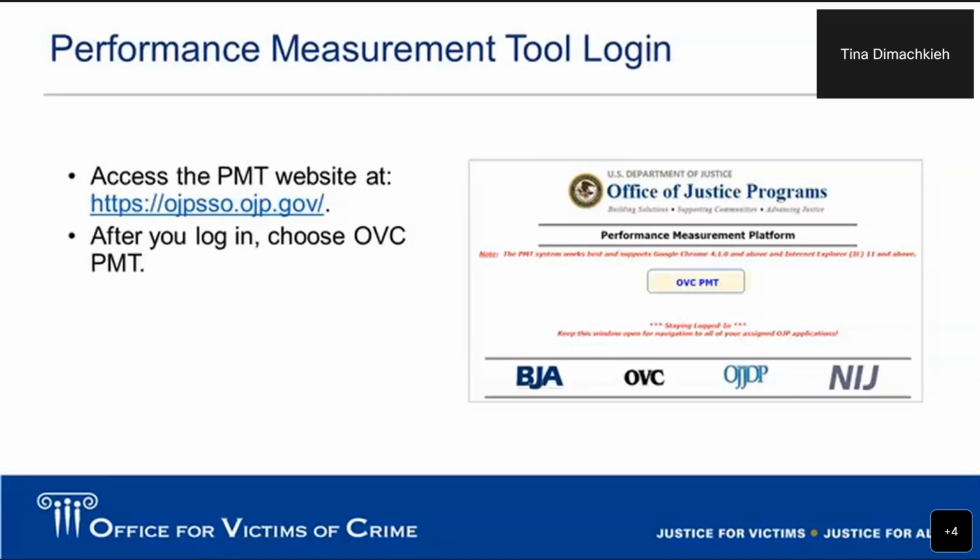So this is the login page. As I said earlier, ojpsso.ojp.gov is the PMT website. This information is included in your welcome emails and your welcome packets that you would have received from the OVC PMT help desk. And after you log in, you will need to choose OVC PMT as you see on the screen here. This is a screenshot of hitting login, and then this is the first page that shows up, and then you would need to select OVC PMT.